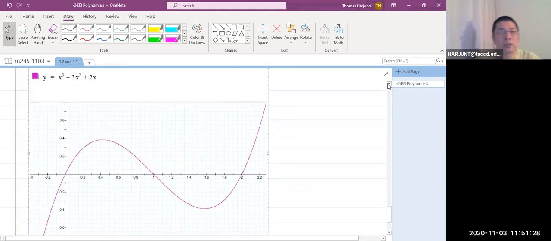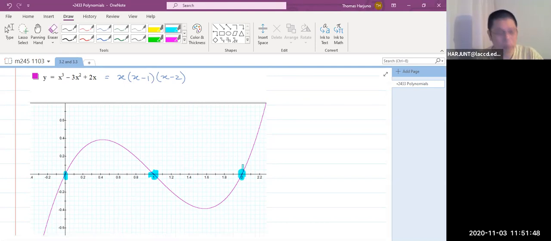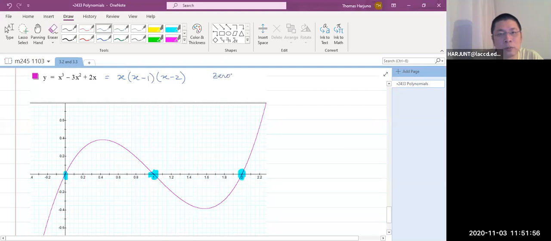What I want to say is this. Notice that earlier we factored this and we got x times x minus 1 times x minus 2. And the zeros are 0, 1, and 2, right? And you can see that the zeros are all simple, having simple multiplicity. So the zeros are x equals 0, x equals 1, and x equals 2. All of them have multiplicity of 1.